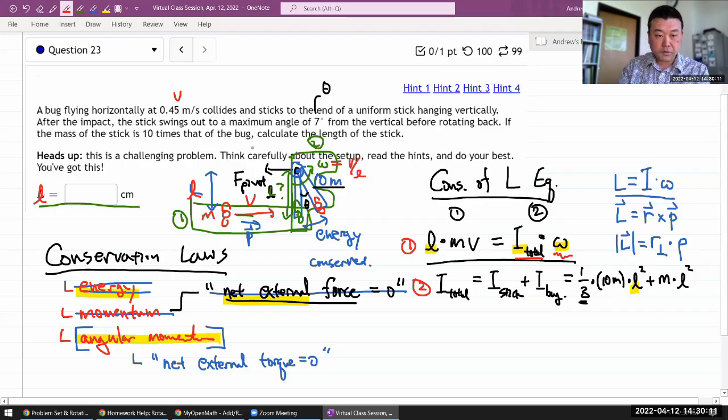And this is where you could make some mistakes, like mistakenly conflating this V with this V. They are different, because the speed of the bug before the collision won't be how quickly this endpoint moves after the collision.